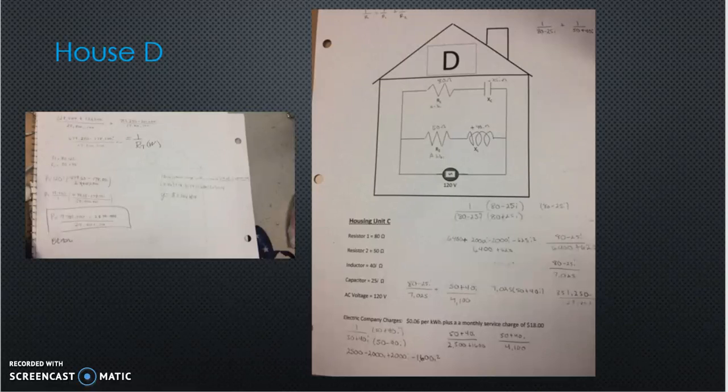Alrighty, I had house D, and just like everybody else, I used 1 over R1 plus 1 over R2. So first, my resistor 1 was 80, and my resistor 2 was 50. Then the inductor was 40I, and the capacitor was 25I. As Jen said, our volts were all the same with 120. So I set that up, and then I have to do 1 over 80 minus 20I.